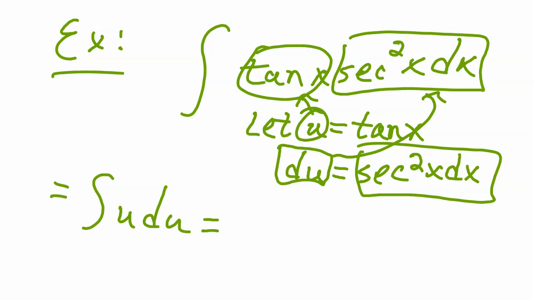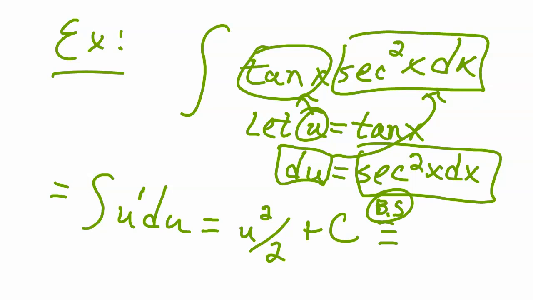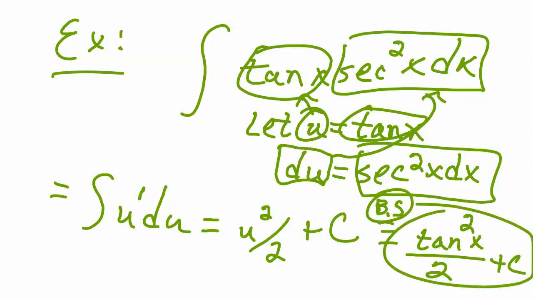And this is pretty easy. I can just use the power rule because that's u to the first. So this is u squared over 2 plus c. Don't forget the plus c. And then back substitute. When we back substitute, just put back in what u was. U was tangent x. So this would be tangent x quantity squared, or the way we write that, tangent squared x over 2 plus c. And if I take the derivative of that, that actually ends up being tangent x secant squared x. So this is one way to do substitution on this.